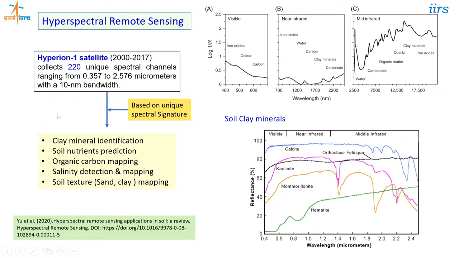Today various hyperspectral remote sensing satellite data are available, which you can utilize. Here I have given one example of the Hyperion satellite, where it collects 220 spectral bands from 0.3 to 2.5 micrometer with a 10 nanometer bandwidth. You can get a complete review of hyperspectral remote sensing applications in soils in the referred literature.